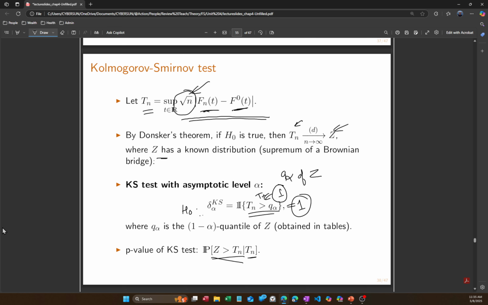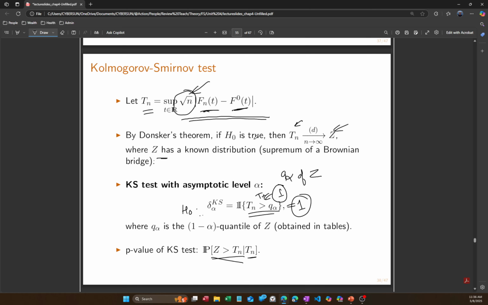Now let's interpret the results. Recognize that the asymptotic behavior of Tn is derived using Donsker's theorem, the uniform central limit theorem. The test has an asymptotic level alpha due to the use of this theorem.